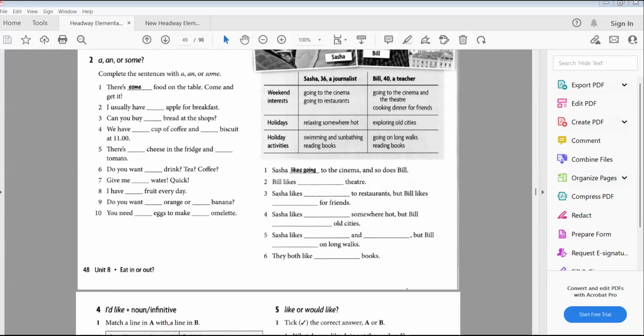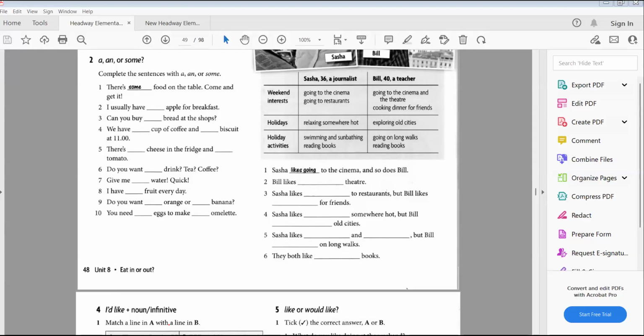I don't know what the answer of number 2 is though. Okay, Bill likes, here it says he's interested in going to the cinema. So Bill likes going to the theater, because it says here on Bill, going to the cinema and the theater. So he likes doing these things. So Bill likes going to the theater.